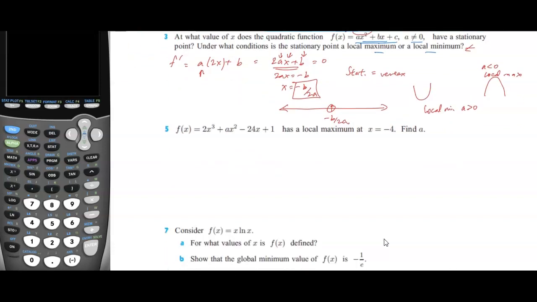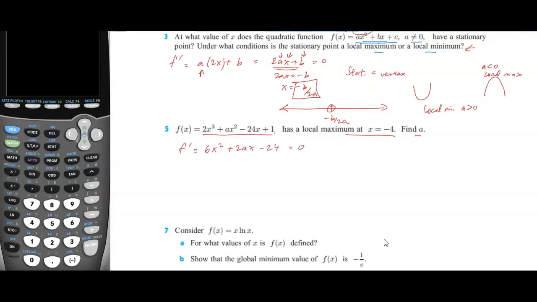Number 5. Here we have a cubic, and it says it has a local maximum of -4, and it tells us to find a. So they're asking us kind of backwards, right? So of course, we're just going to go forward with our normal procedure, which is if we want to find the stationary points of a function, we find the derivative of the function. So it's going to be 6x squared plus 2ax minus 24, and the derivative of 1 is 0, so we don't do anything there. We set it equal to 0.